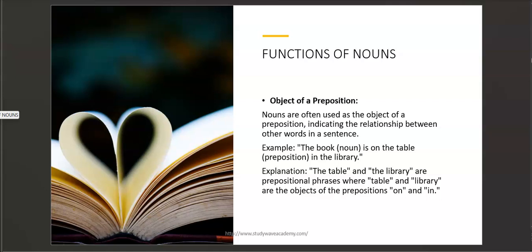Now you notice that there are nouns that are used as the object of a preposition. So for example, the book is on the table in the library. So you find that on the table is the preposition here, and we talked about prepositions showing where something is, or the location of something. So the book is our noun here. What is on the table? You ask yourself, what is on the table? It's the book. So the book becomes our noun here, and on the table here is our preposition showing us where exactly, or the location of this book.